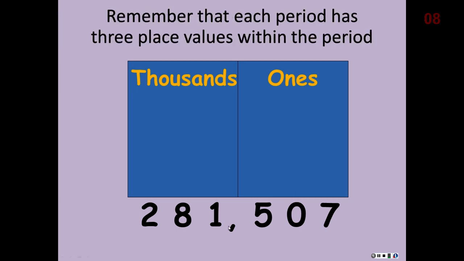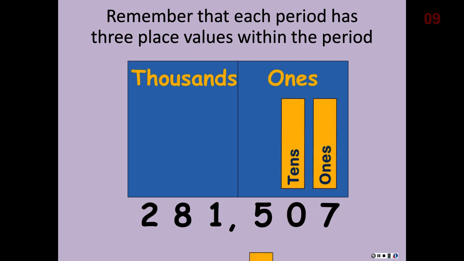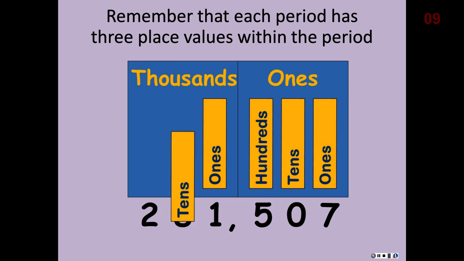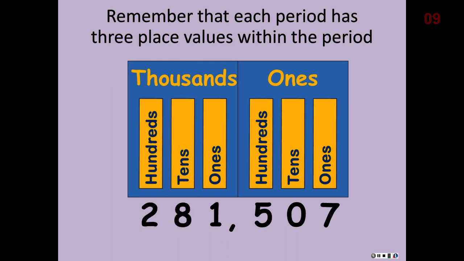So remember that each period has 3 places within that period. So you go every 3, not every 2 or 4, but every 3, okay? So in the ones place, we have ones, tens, and hundreds. Then we put a comma. Then we also have ones, tens, and hundreds. But it's in the thousands. 1,000, 10,000, 100,000 place. So what would the millions look like? Same. Ones, tens, hundreds. Then again, ones, tens, hundreds. Okay, for the billions.